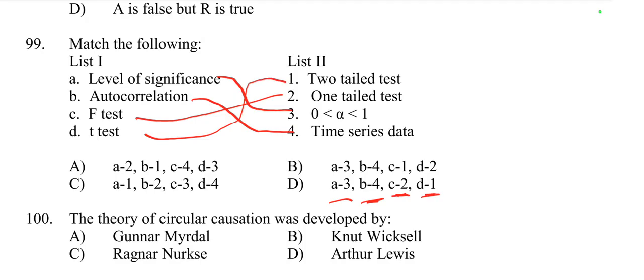So D1, level of significance 0 to 1, alpha value is 0 to 1. Then autocorrelation, time series data, F test, one tail test, and T test, two tail test. So option D is the right choice.